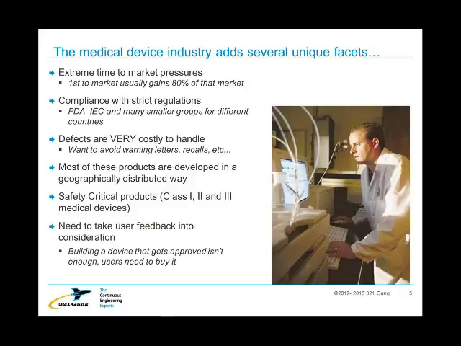Defects are very costly to handle. A little italicized thing here says basically you want to avoid warning letters and recalls, but I mean, let's face it, in the medical device industry, you want to avoid killing somebody, which is a very bad thing to do with a medical device product.